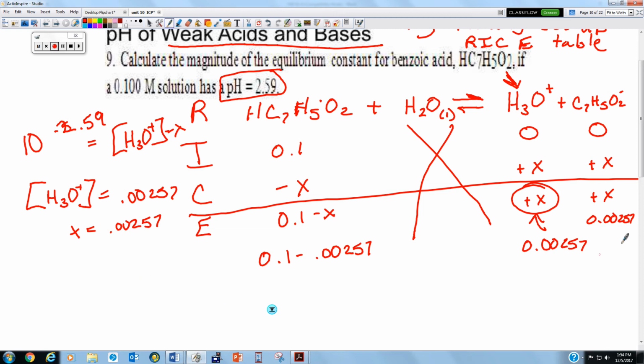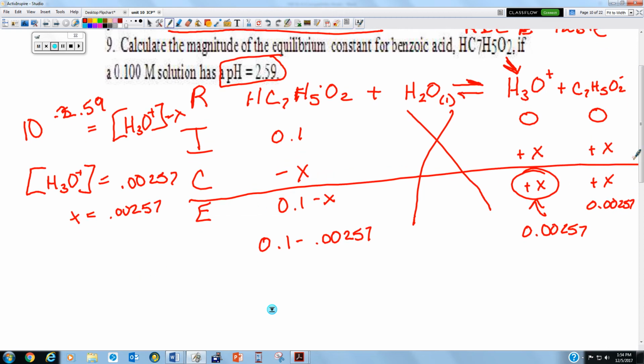All right. So the question is actually asking me to calculate the magnitude of the equilibrium constant. What do we label an equilibrium constant as? The constant for equilibrium. What letter or symbol do we use? K. And since this is for an acid, I'm going to call this Ka. You can call it Kc if you want. K is what it is. I'm just saying Ka because it's an acid.